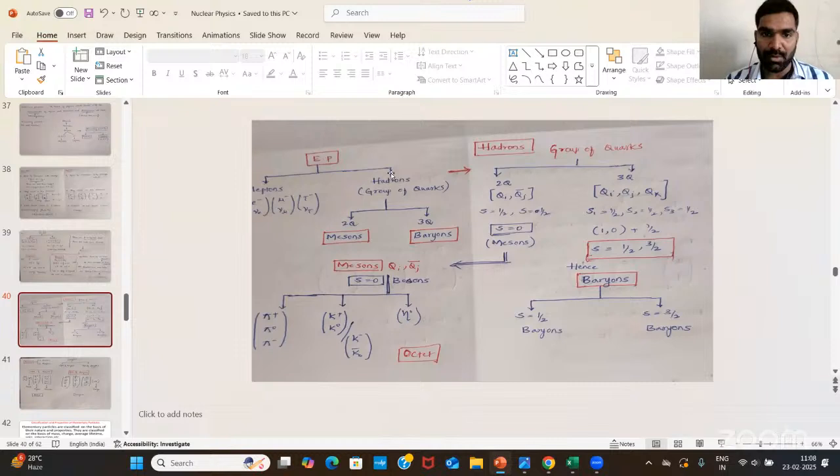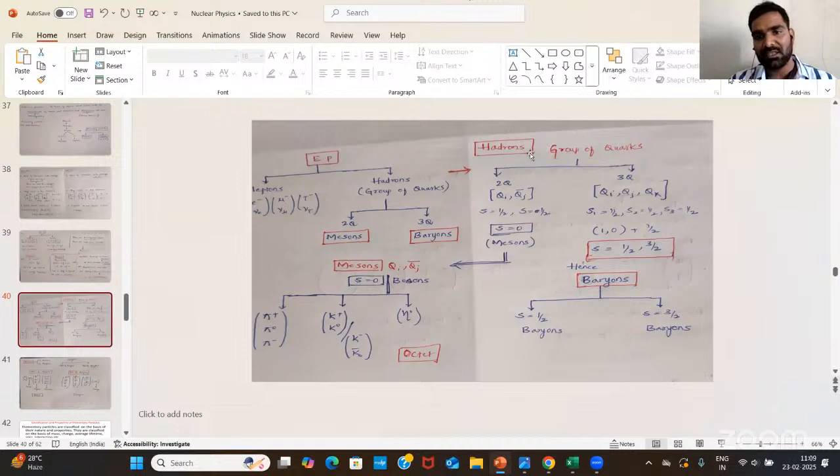Here the hadrons are groups of quarks. As they are separated, they get much more potential between them. Here the hadrons are 2q and 3q. They are subdivided again: the 2q are called mesons and the 3 quarks are called baryons. So hadrons are subdivided as mesons and baryons. Let's see what mesons and baryons are. First we see the hadrons.